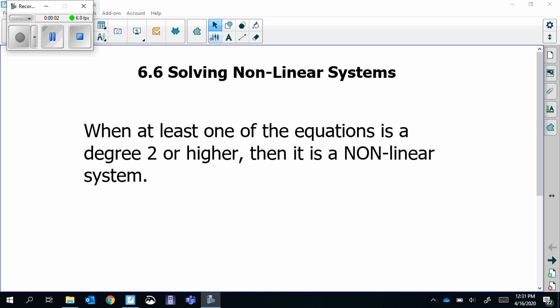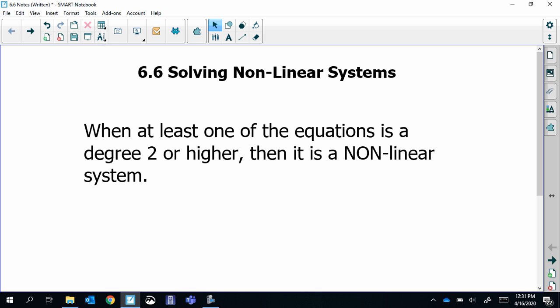Hey guys, in this lesson we're looking at non-linear systems of equations. We've looked at linear equations, linear inequalities, all that sort of stuff. Now we're looking at non-linear, which just means at least one of them is not a line. It's possible they're both not lines. So think about things that we know that are not lines.